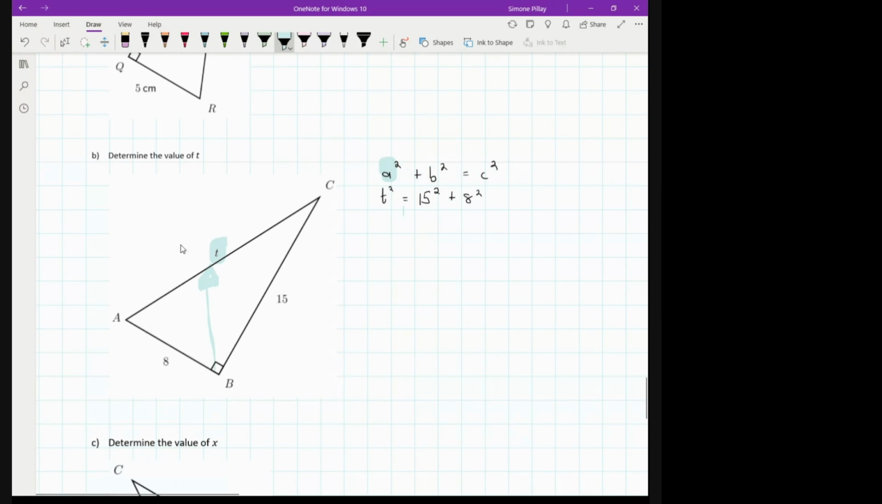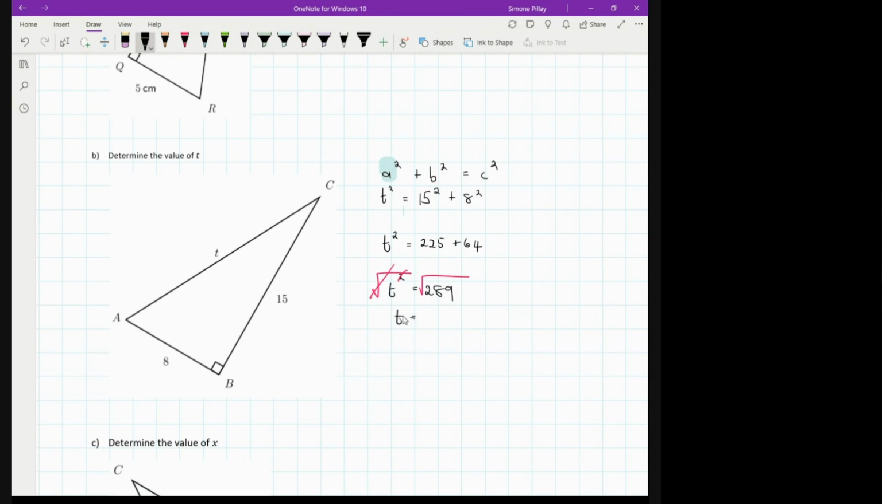Okay, Uma, let's carry on. T squared is equal to 225 plus 64. Let me calculate quickly. 5 plus 4 is 9. 2 plus 6 is 8. 289. Beautiful. And now you must square root it. And T is equal to 17.